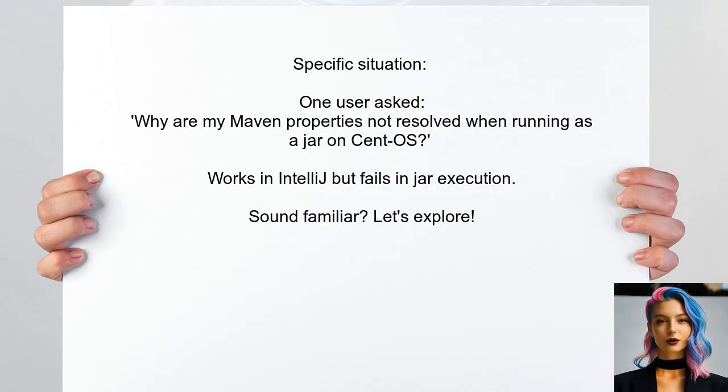Here's the specific situation we're addressing. One user asked why their Maven properties, like application name and build version, are not being resolved when running their Spring Boot application as a jar on CentOS. They mentioned that it works perfectly in IntelliJ, but fails in the jar execution. Sound familiar? Let's explore this together.